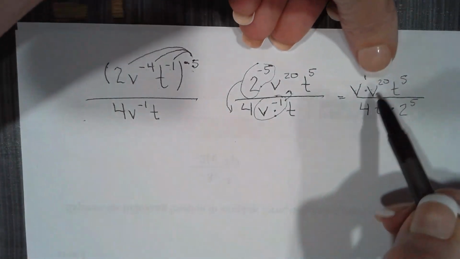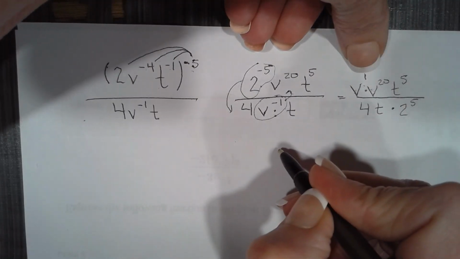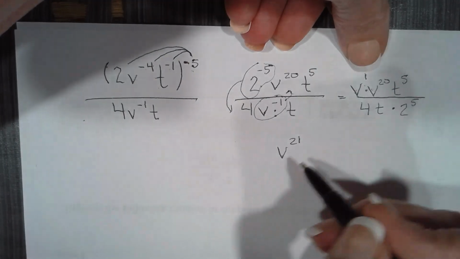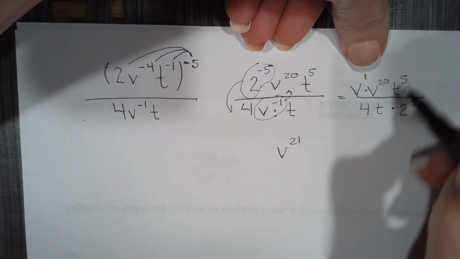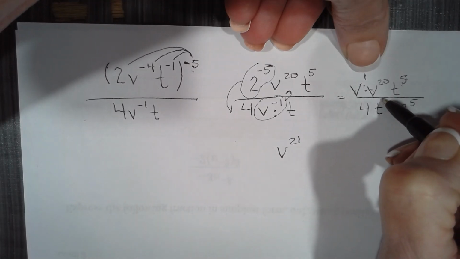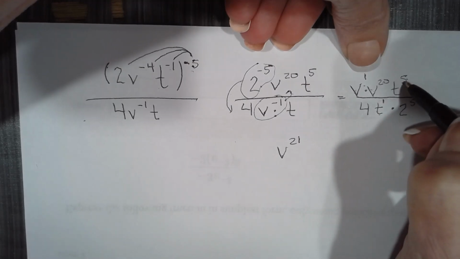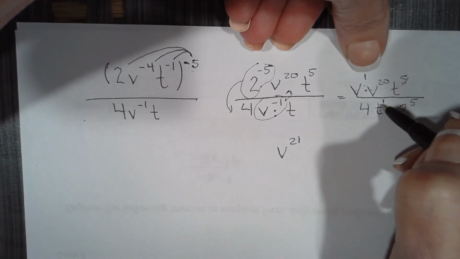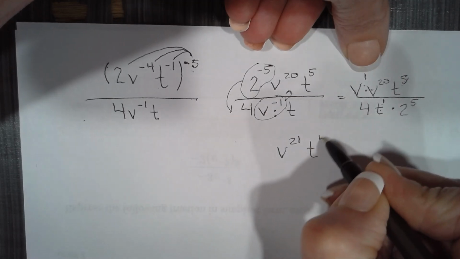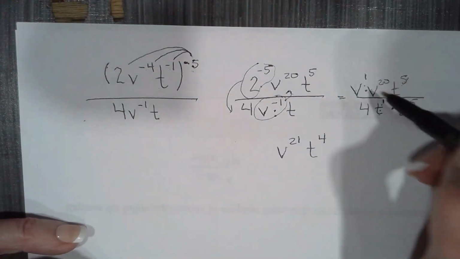So I'm going to do the adding here for the v, and I get the 21st power because I'm adding. And I'm going to go ahead and do the t as well. We've got a power of 5 on top and a power of 1 on the bottom. And remember, we're subtracting powers. 5 minus 1 is 4. And bigger power, it's going to stay on top. So that's t to the 4th. Okay, so I've fixed my v's.